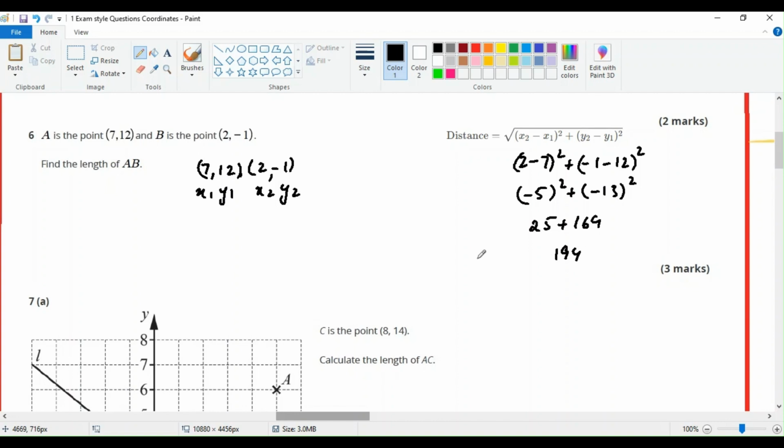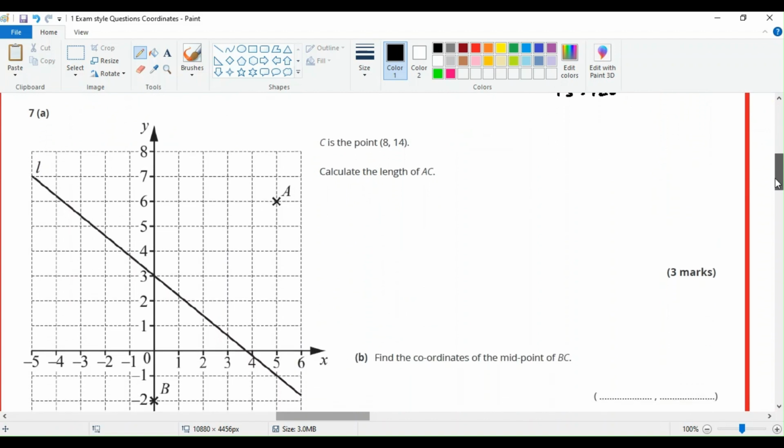And when we are finding out the root of 194, it's going to give us 13.928, or you can say 13.93.